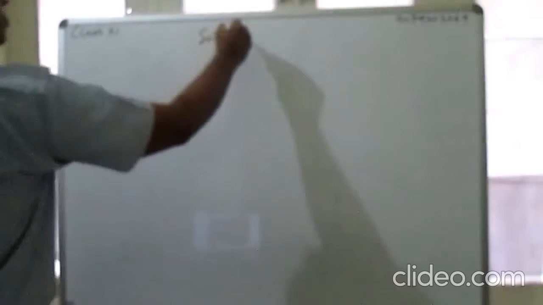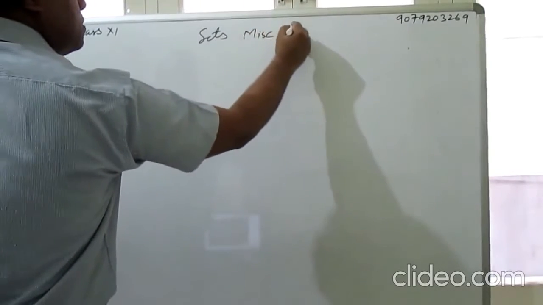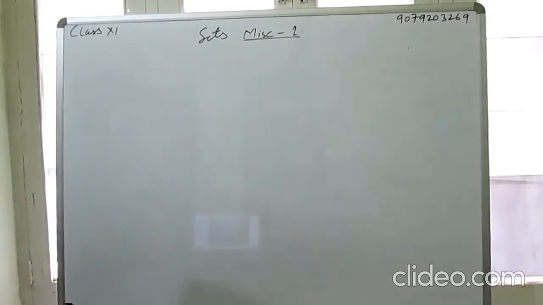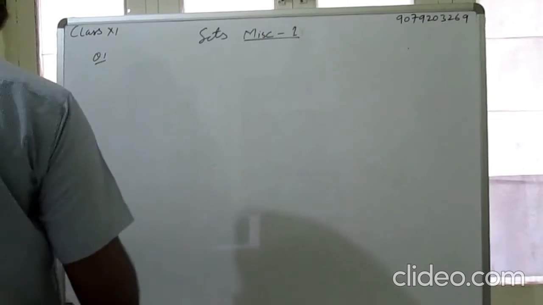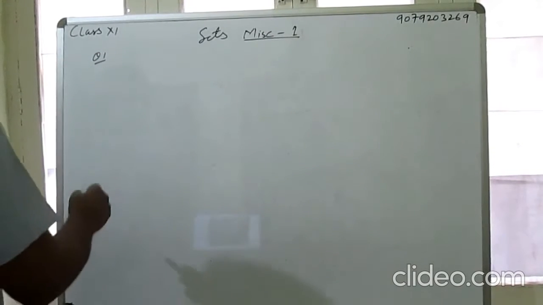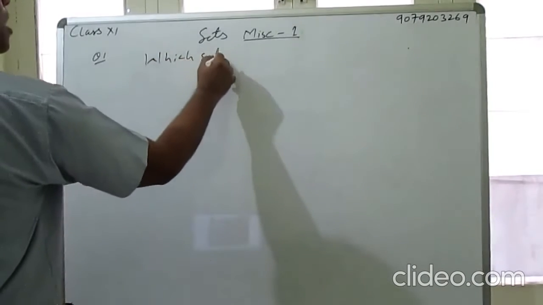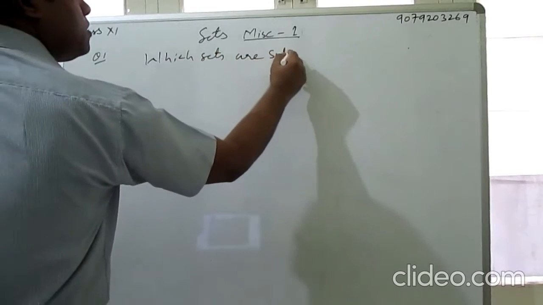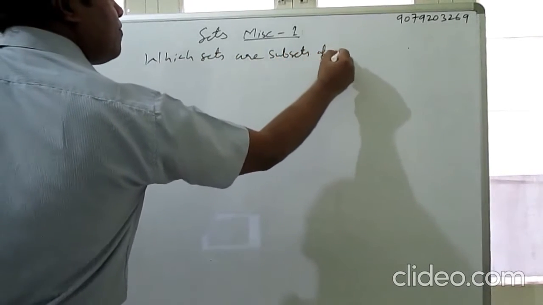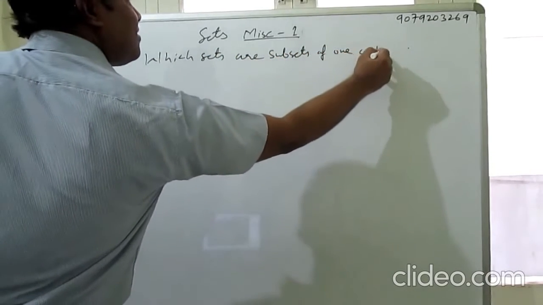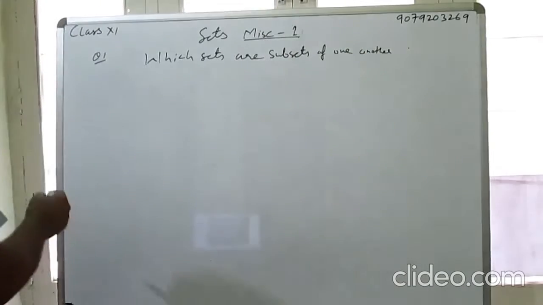Miscellaneous exercise 1. Question first. See on the board. Decide among the following sets which sets are subsets of one another. कौन सा सेट इसका सबसेट है?